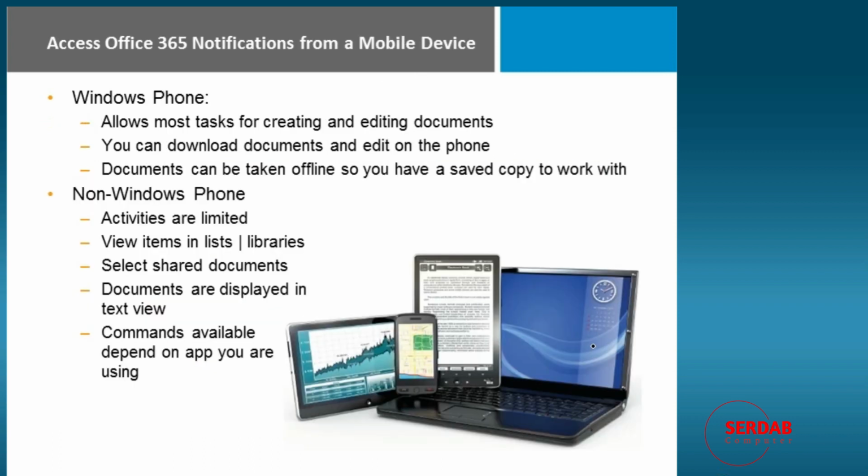If you happen to access 365 and you're looking for notifications from a mobile device, if it happens to be on a Windows-based phone, a Windows phone allows you most tasks. You can download, you can edit them right there on the phone, you can take documents offline so you have a saved copy to work with. Now you might be thinking, I'm not going to work on an Excel spreadsheet on my cell phone. Well, I'm here to tell you that I just bought the greatest keyboard. It's called a Jelly keyboard, and it's not as big as a laptop keyboard, but it's certainly big enough, and it communicates with my phone. I put the phone on a stand, and I've got a full keyboard, and I've actually created some documents. It's a little small, but it's much easier to do with that keyboard.